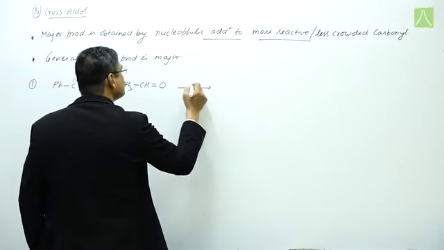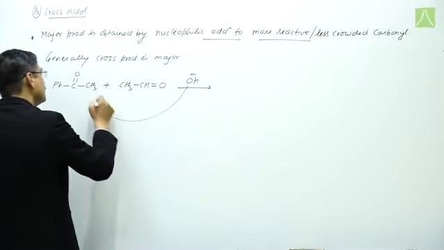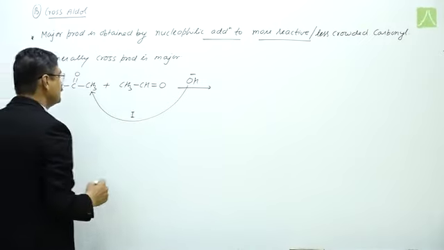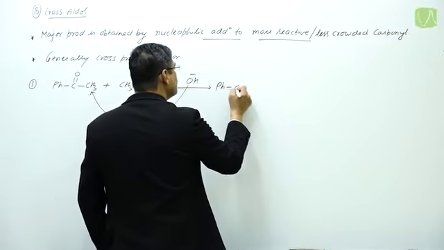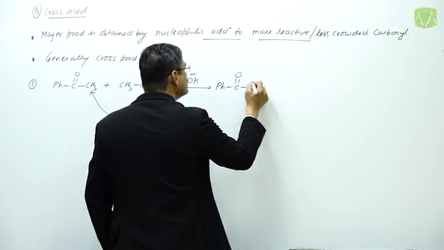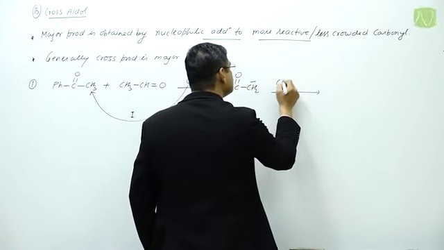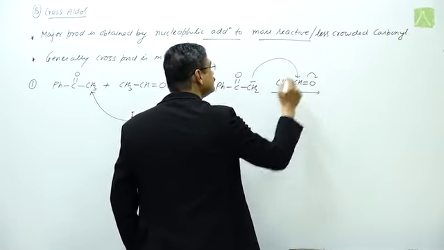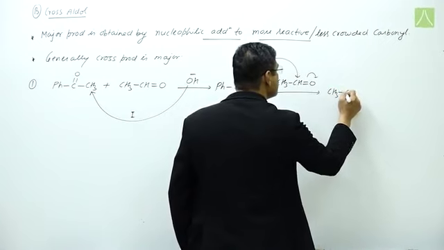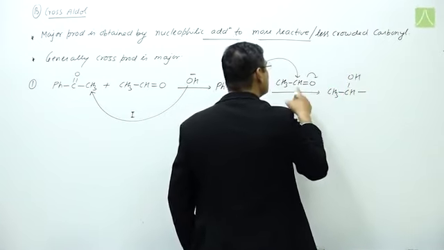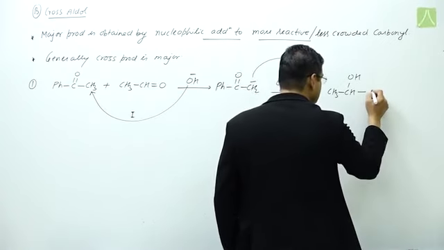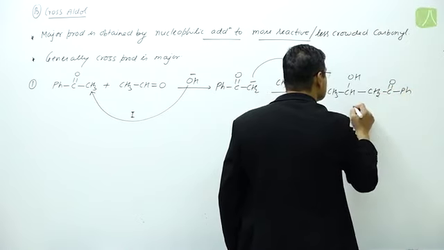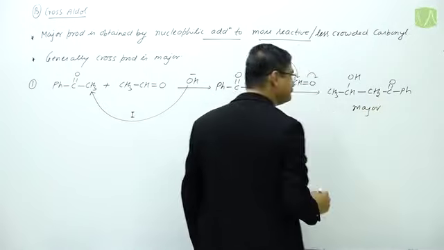So in basic medium, nucleophile prefers the more crowded side. This is the first step. Step 1, PhCOCH2 minus. Now this nucleophile adds to the more reactive site, gives CH3CHOH, nucleophile at carbon, hydrogen at oxygen, CH2COPh. So this product is major product.